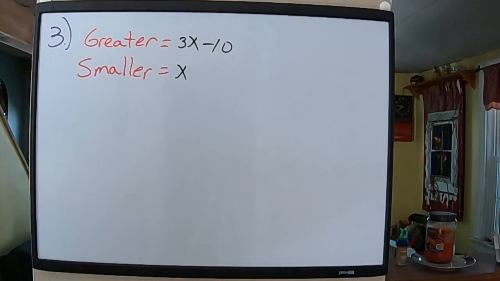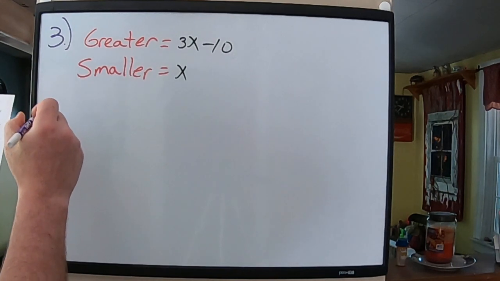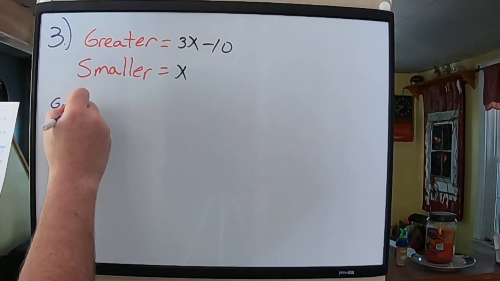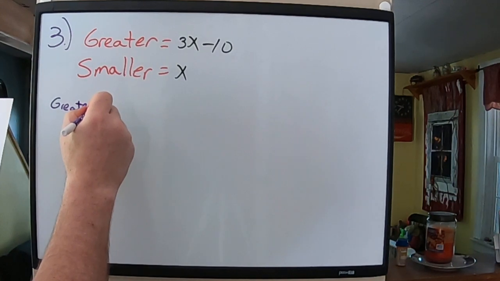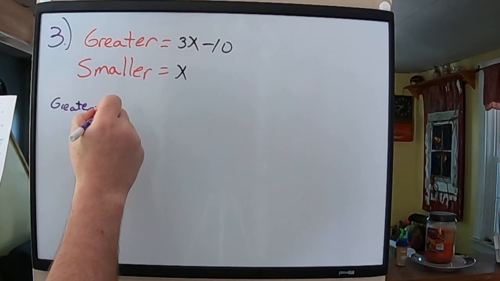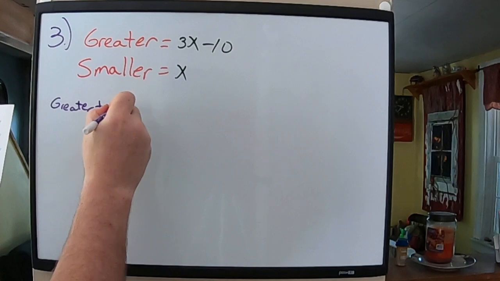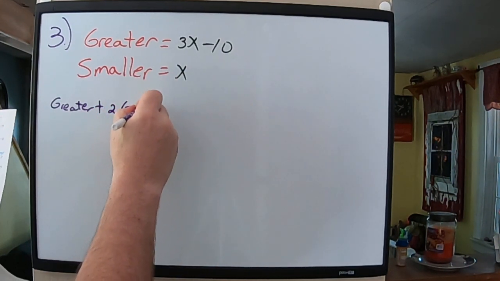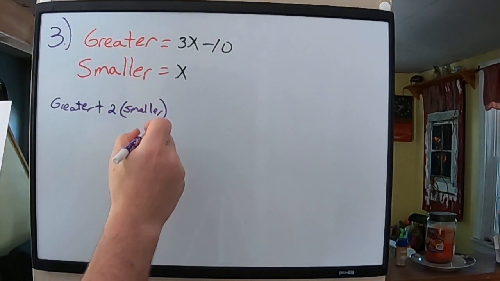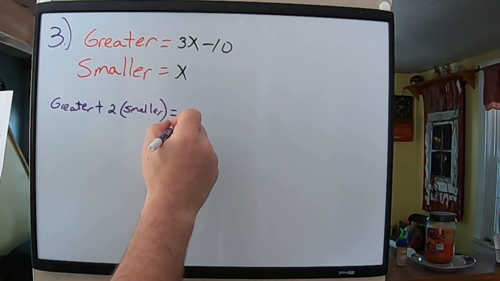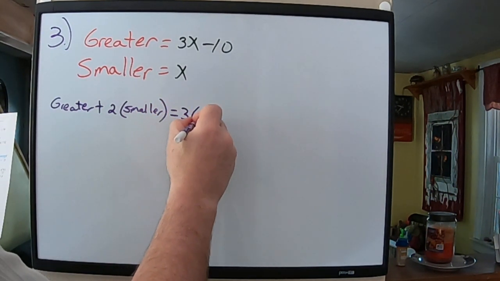So the next thing I want to do is I want to write this expression out using the words greater and smaller instead of the expression first, just to show you how this wording translates. The greater is increased by twice the smaller, twice meaning 2 times the smaller. The result is 8 less than 3 times the greater.